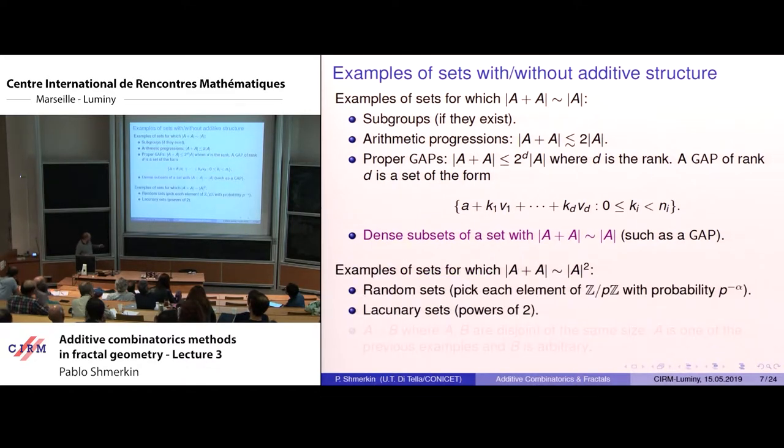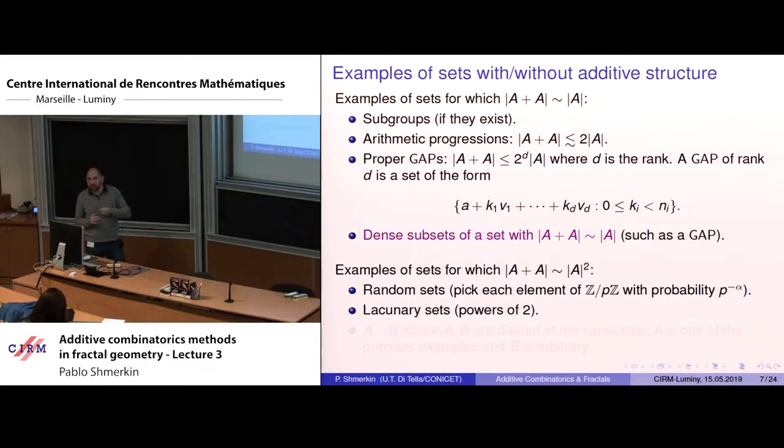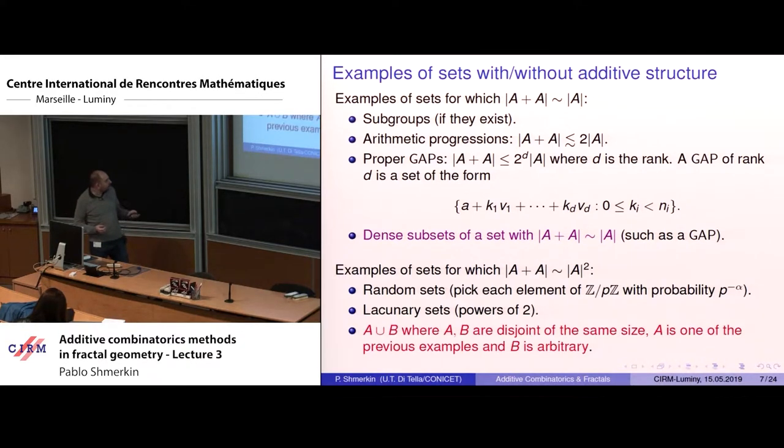Let's now see some examples of the opposite behavior: having a maximal sumset, or having absolutely no additive structure at all. If you take a random set, just pick some elements at random, you expect the sumset to be very large. Another deterministic example is a lacunary set. If you look at powers of 2, then all of the sums are different. These are called Sidon sets.